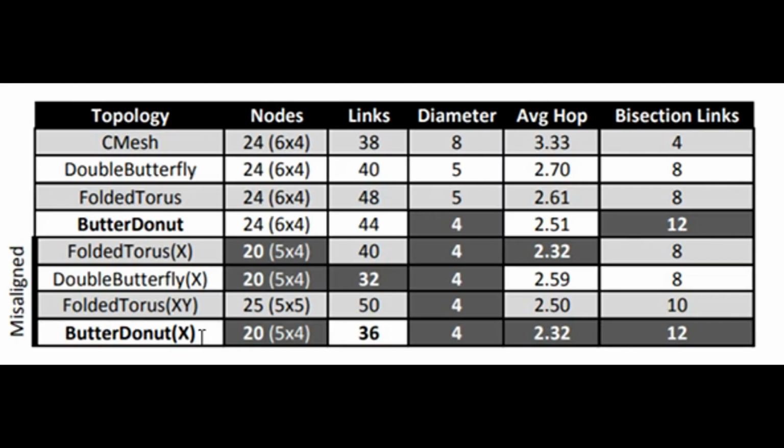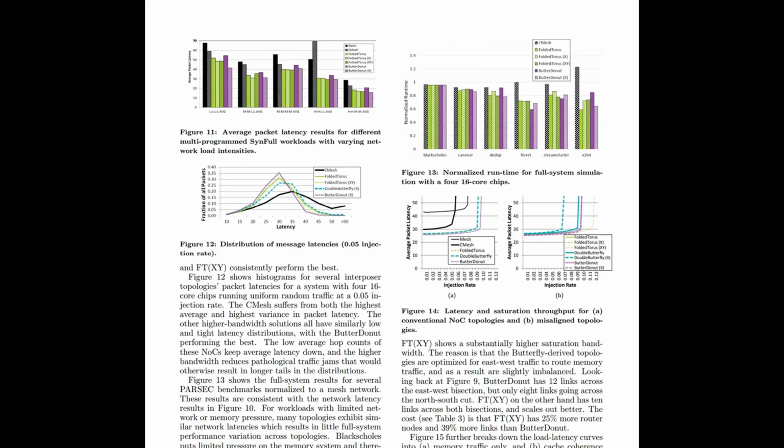The misaligned ButterDonut won out in just about everything, narrowly losing out in the number of links to the misaligned double butterfly. However, given that the average hop was lower, the misaligned ButterDonut won out in the end, the lower latency from the average hop being more important than the number of links. Now, many benchmarks were taken, far too many to cover in this video, but I will of course include the link to this paper in the video description.